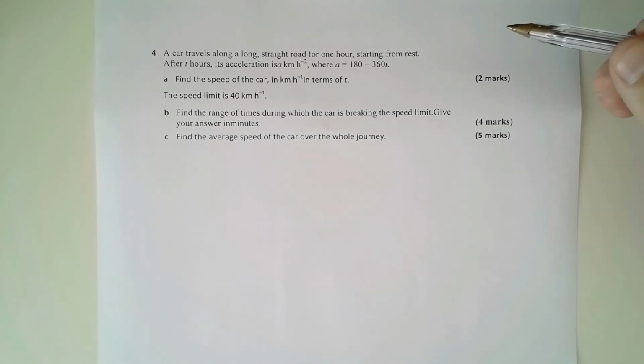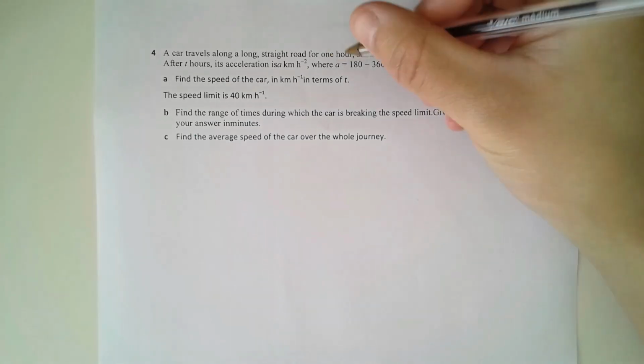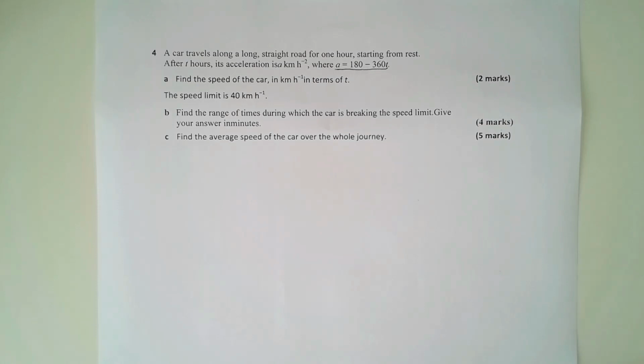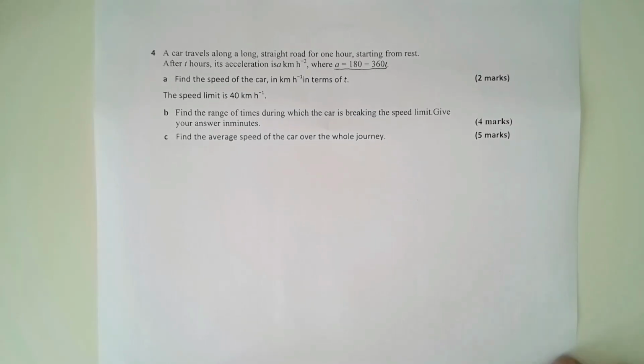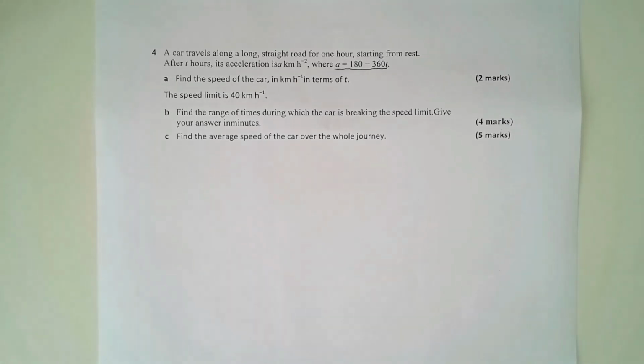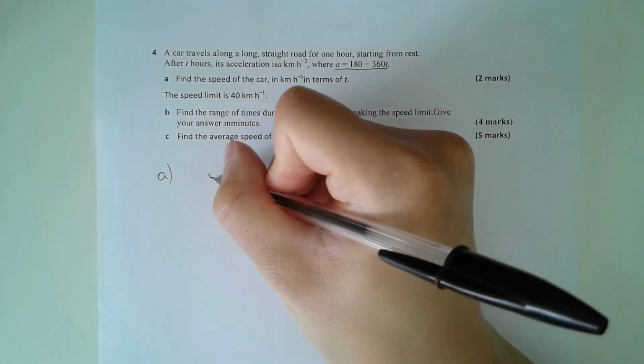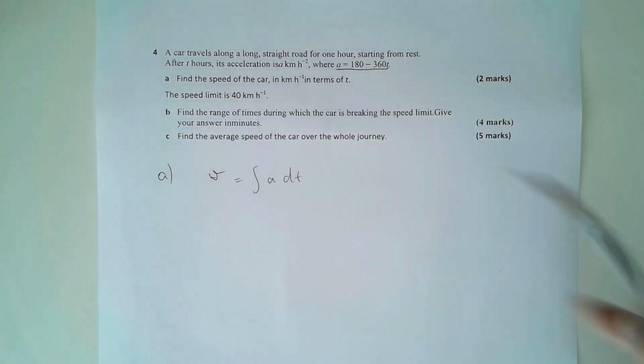Okay, number 4. When you read the question, you see that the highlighted keyword is a, given by the formula 180 take away 360t. Now it is not constant acceleration, therefore you cannot apply SUVAT. That's very important. You have to find out when you can apply SUVAT. When a is constant, you can apply SUVAT. Otherwise, don't. Now find the speed of the car in terms of t. To find speed, we're going to work out integration, of course. a equals part A, v equals the integration of a dt. Now you're going to integrate them out and see what you get there.